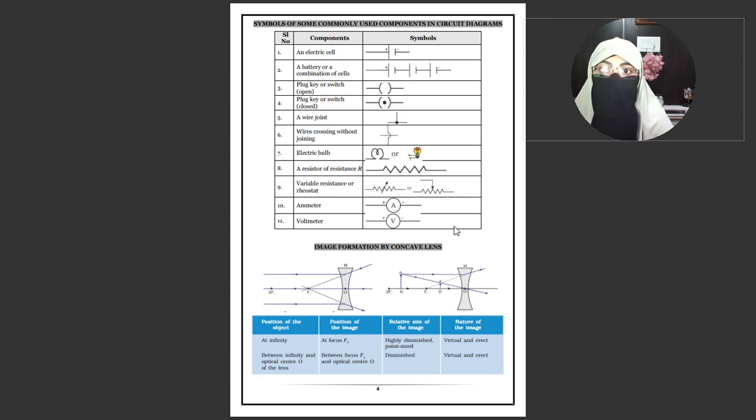Now the symbols are very important. If you are asked to draw a circuit in which a cell, a battery and a switch are present, then only if you know the symbols will you be able to draw it. These are the symbols used in the circuit diagram, so you need to practice this as well.